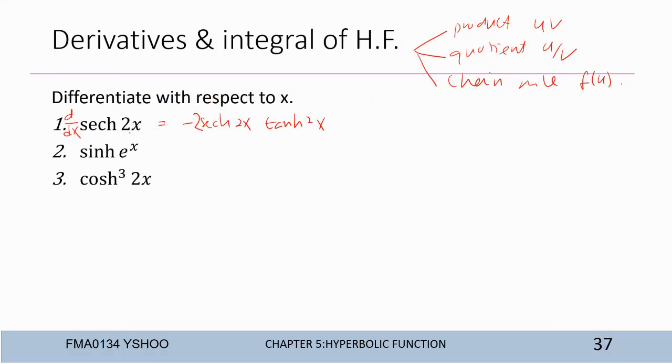This is the differentiation. Then we know that when we want to differentiate sinh, it's going to give a cosh, and you copy back first, and then we differentiate.